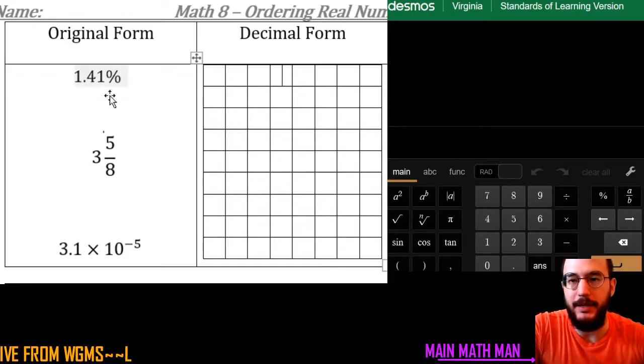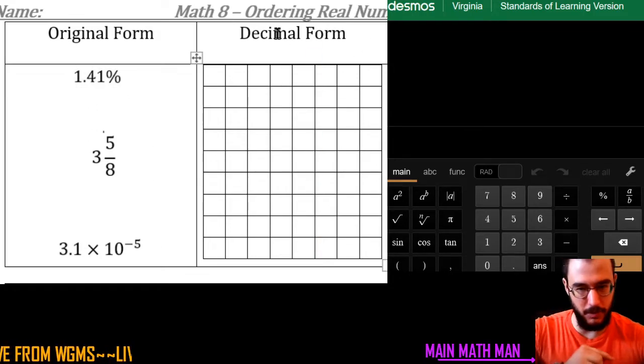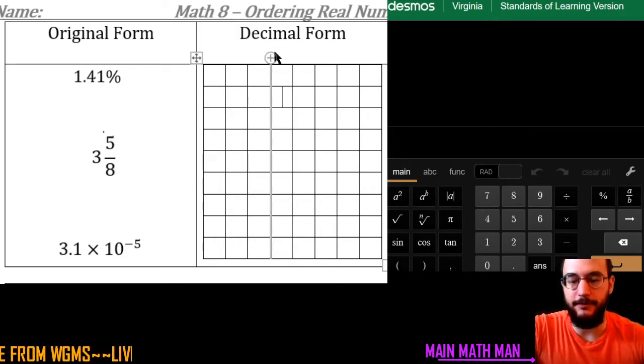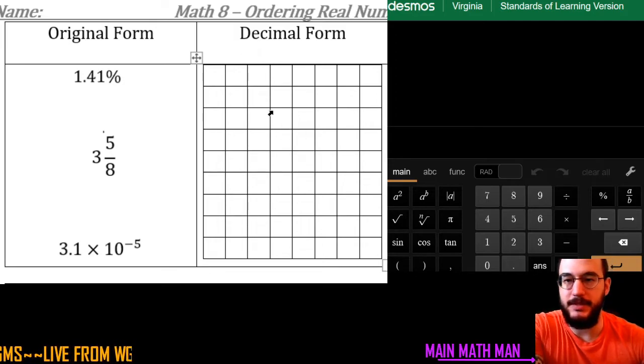So what I'm going to do is start with this first one. I have some real numbers here, and I'm going to change them to decimal form, and then I will order them. So I'll do one step at a time. First thing I want to do is put these decimal places down, so that way I have enough space, and that way they're all lined up. So I have 3 numbers. I'm going to do 1, another one, and 3. So that way I can show I'm using 1 digit per column.